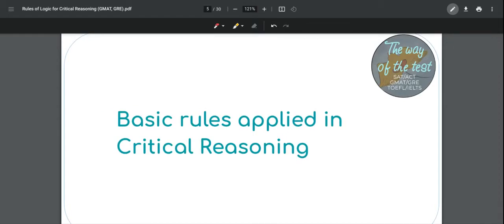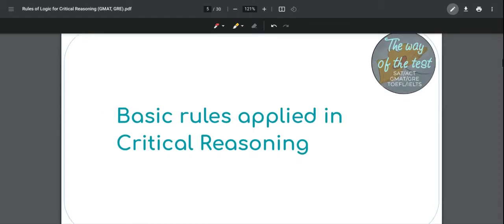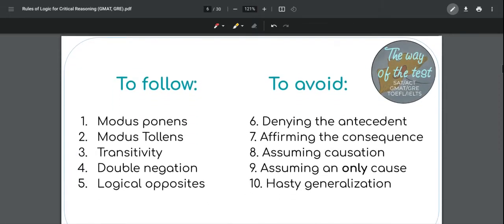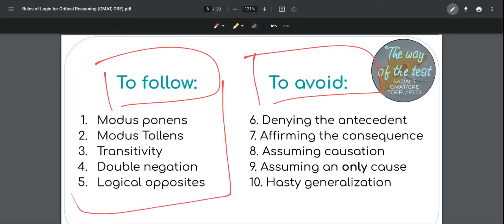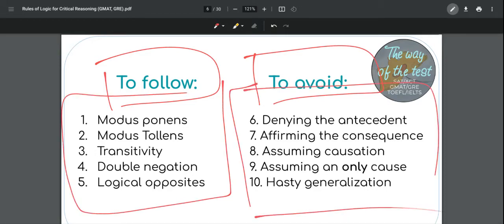Okay, so we're going to start checking the basic rules applied in critical reasoning. Again, these are not all the logical rules, and I'm separating this into rules to follow and things to avoid. The first 5 will be things that we have to follow, and the second 5 will be things we have to avoid.